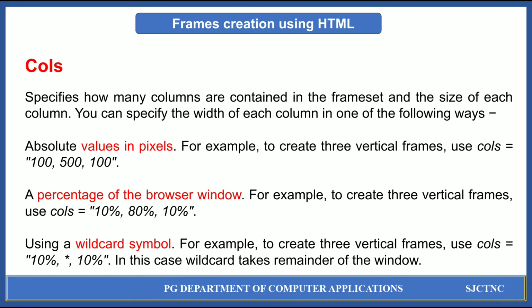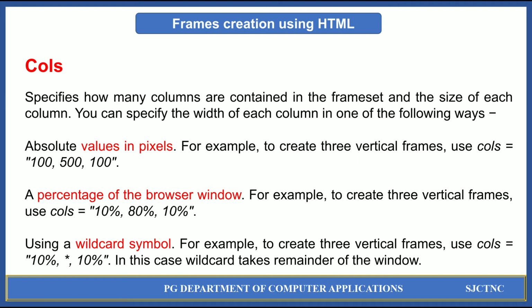Likewise, we can see the cols attribute. The cols attribute specifies how many columns are contained in the frameset and the size of each column. We can mention the width of each column in the following ways. The first one is absolute values in pixels.